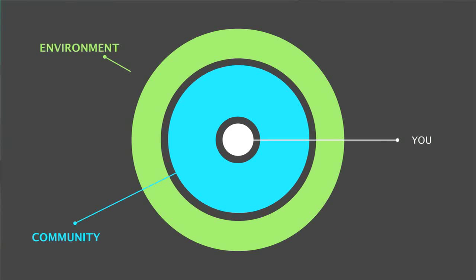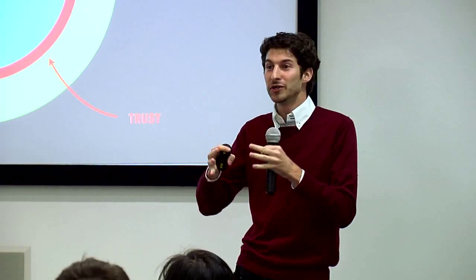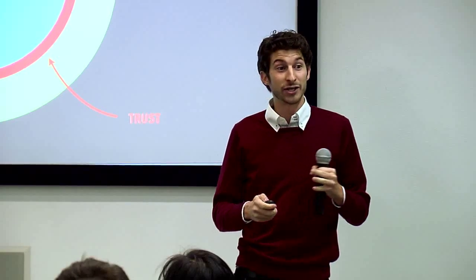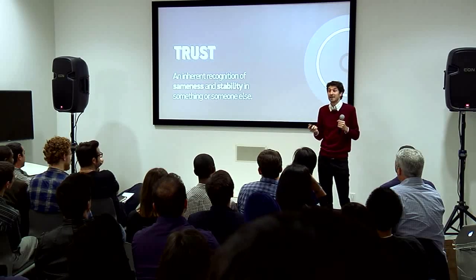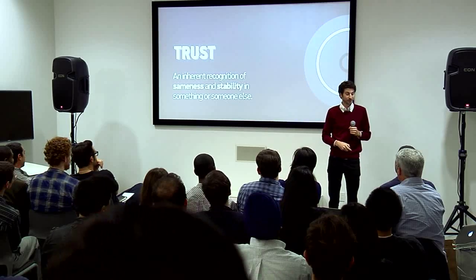So the whole reason why this community works in the first place is because of this really basic notion of trust that sort of separates the community from the rest of the environment. And trust is really nothing more than basically an inherent recognition of sameness and stability in someone or something else. And when I say that, what I mean is sameness in that you recognize that this is just like you, and also it's stable. It's not going anywhere. You can rely on it. It's extremely important. It underlines everything about how we operate as a society.